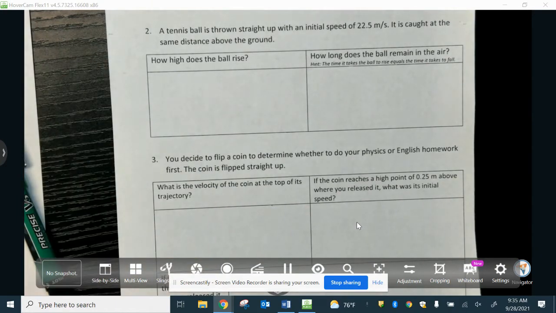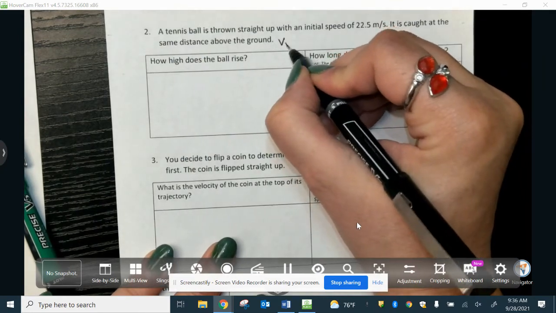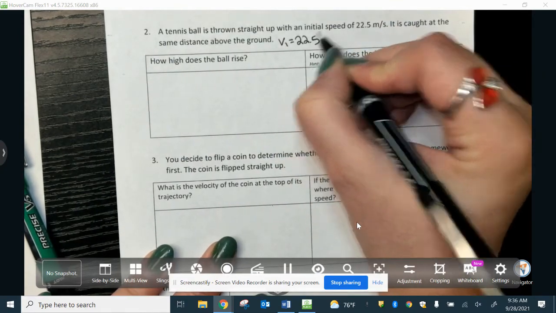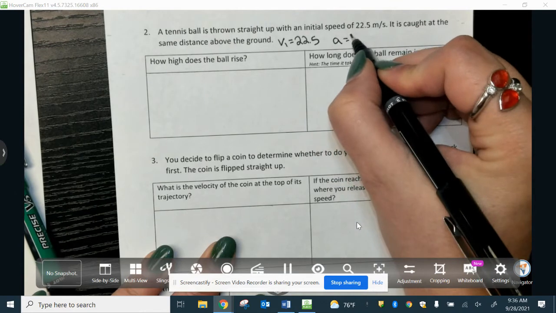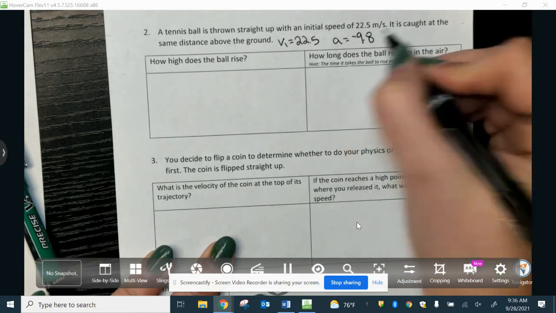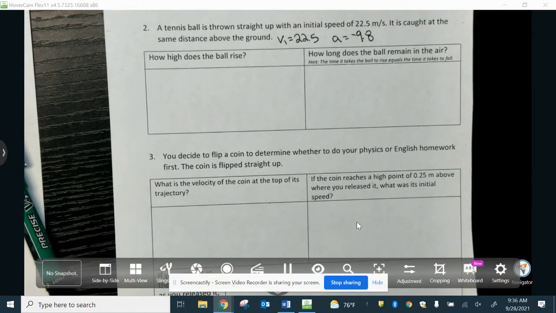A tennis ball is thrown straight up with an initial speed of 22.5 meters per second. It's caught at the same distance above the ground. VI is 22.5 meters per second. Acceleration, negative 9.8 meters per second squared. Why did I use the positive back then? If you're looking for time.